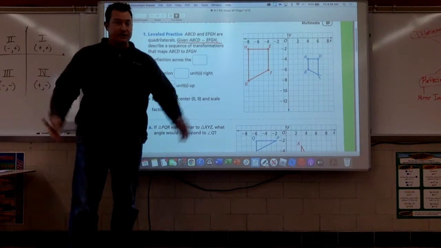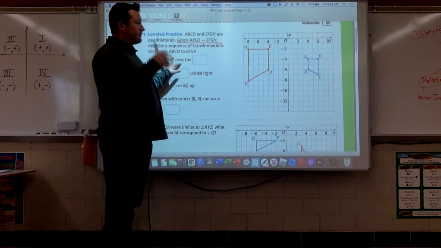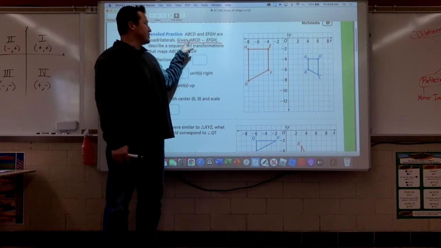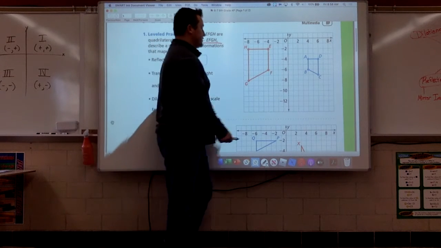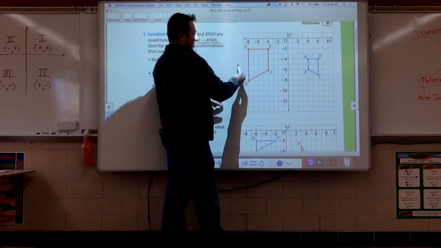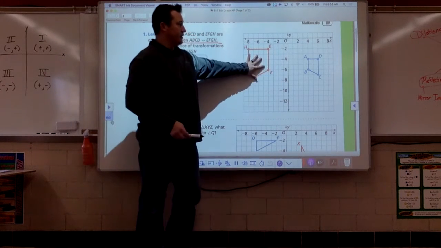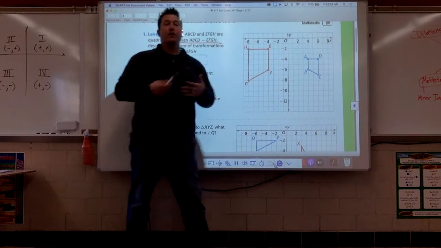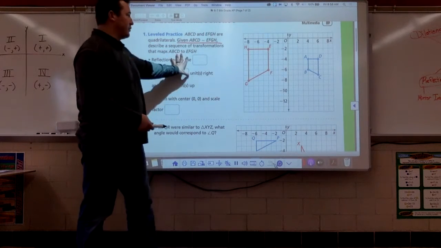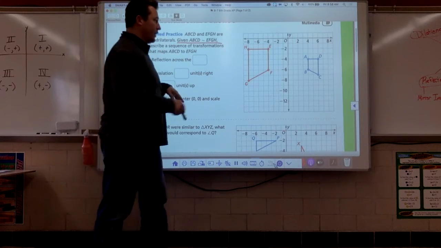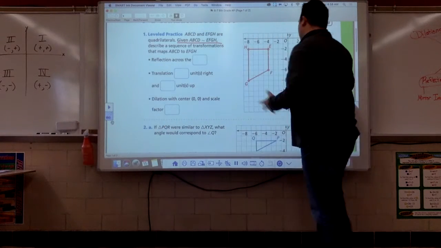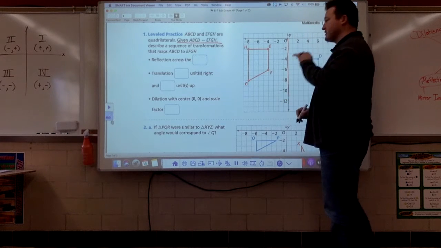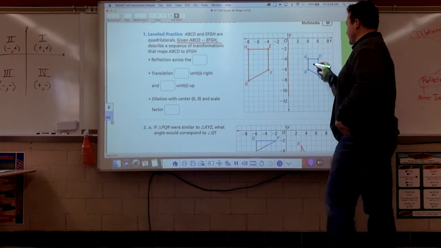Okay, so let's do this. First thing we always like to check is the order, right? Orientation. A, B, C, D, E, F, G, H. So E, F, G, H is my order there. We look over here at this trapezoid, A, D, C, B. So we know we have to reflect. That's why they put it here first, to get the reflection out of the way. Now we could reflect over a lot of things. It's probably easiest for us just to reflect over the y-axis here, okay?